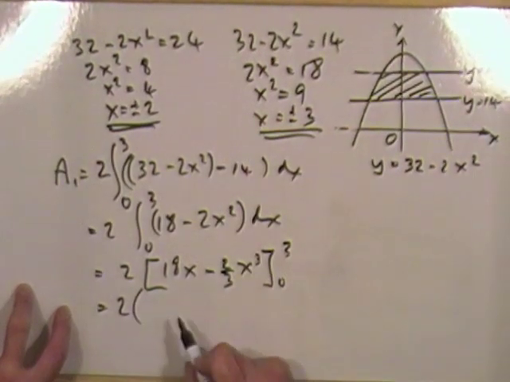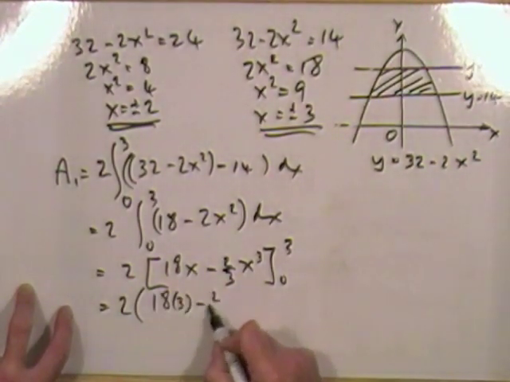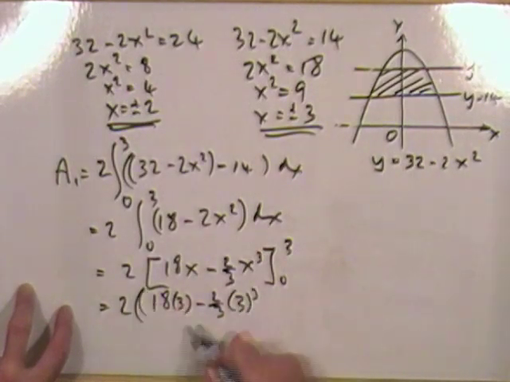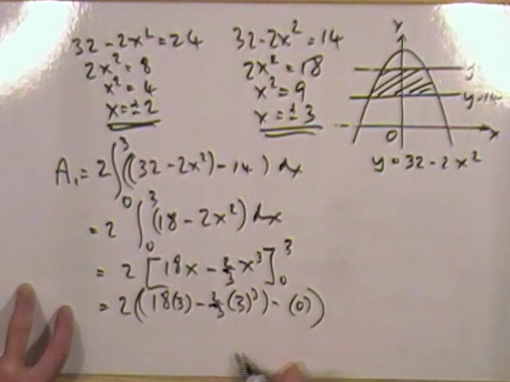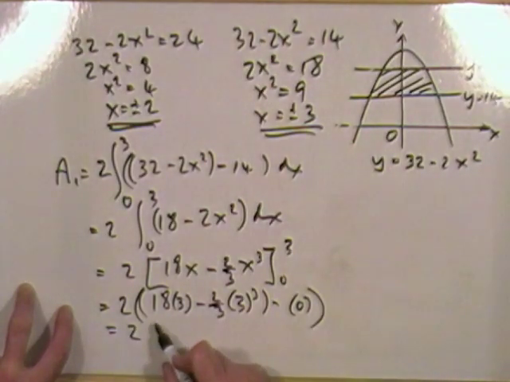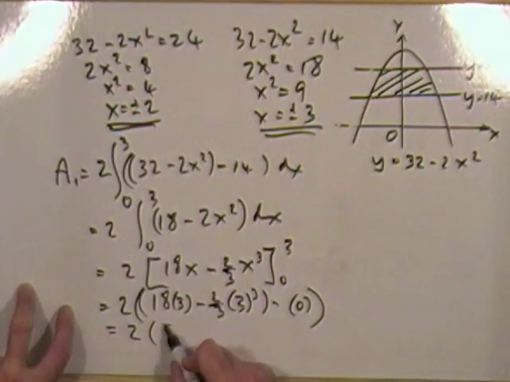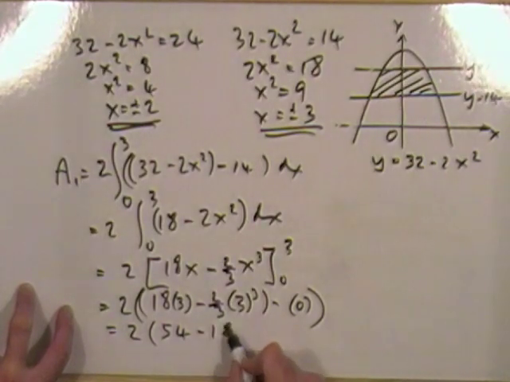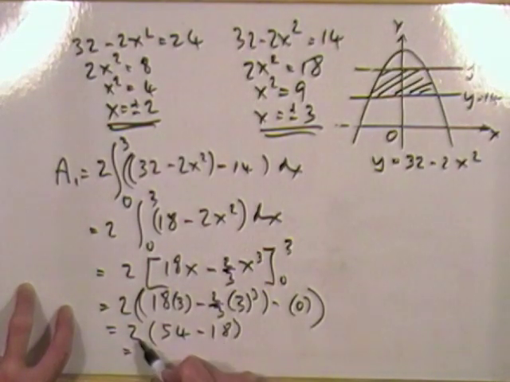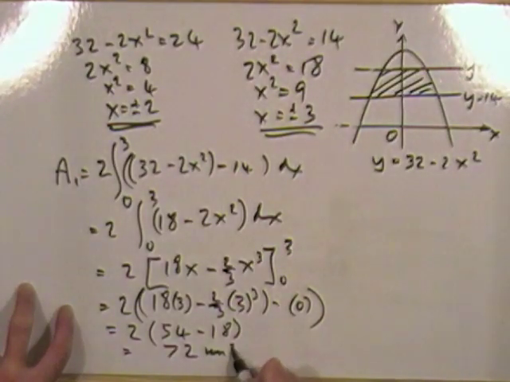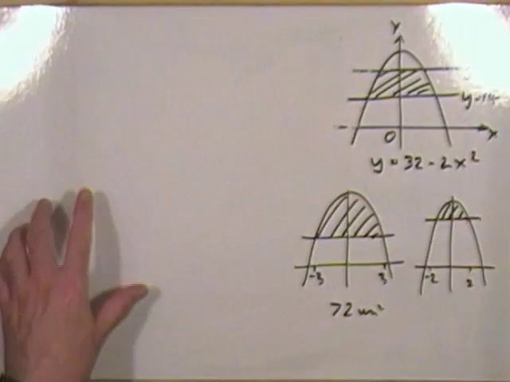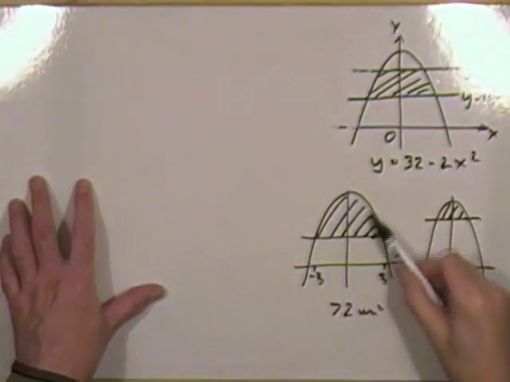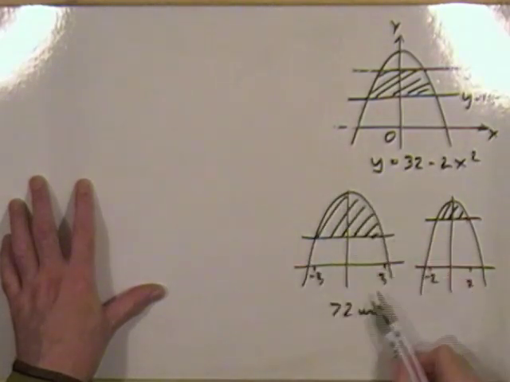Working it out, it'll be 18 3's, take away 2/3 of 3 cubed, minus, they're both zeros. So that's going to be 2 times 18 3's, take away that, well, you can just work that all out on your calculator, I suppose. That's 54 minus, and 3 knocks out one of the powers, makes it 9, 2 9's are 18, so that's going to be 2 times 36, which is 72 units squared for the first bit. So the big area, the whole thing, top take away bottom, was 72.